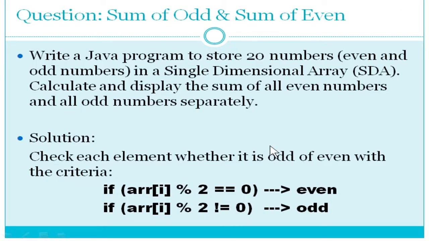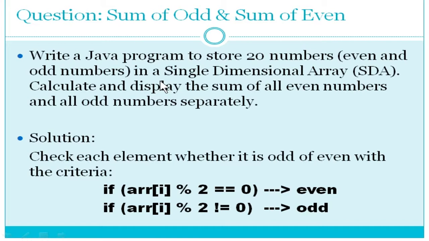The second example is sum of odd and sum of even. Write a Java program to store 20 numbers, even and odd numbers. So it should be a mix of even and odd numbers in a single dimensional array, SDA. Calculate and display the sum of all even numbers and all odd numbers separately. So store them separately.